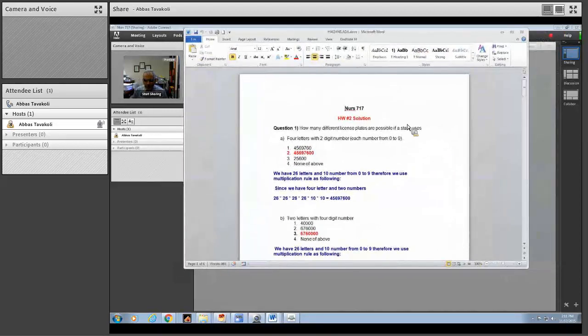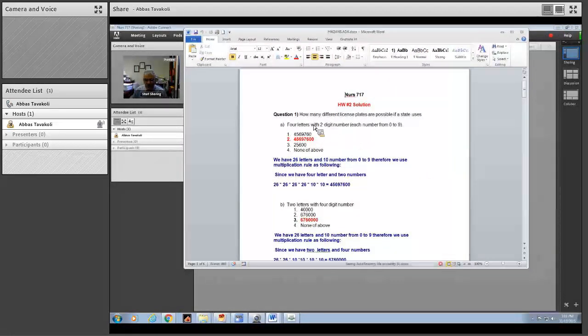The first problem, I asked you how many different license plates are possible if a state uses 4 letters and 2 digits, with each number from 0 to 9. So we have 26 letters and 10 numbers. Since we have 4 letters, you multiply 26 times 26 times 26 times 26, and for the 2 numbers, 10 times 10. You get 4,569,760.